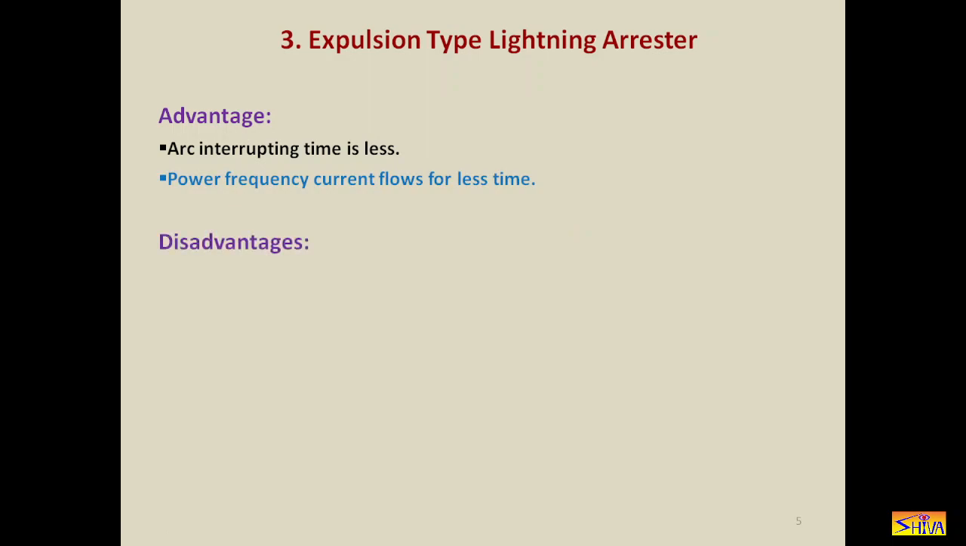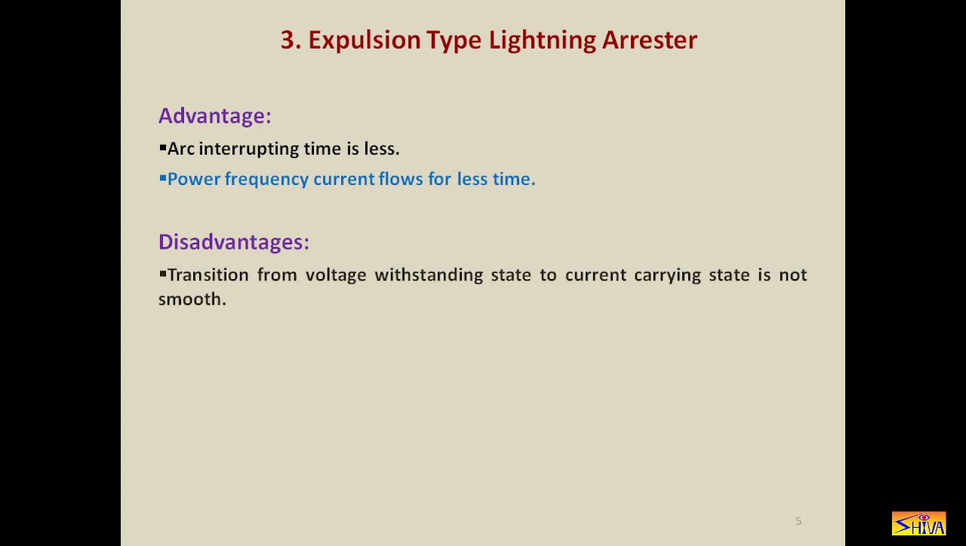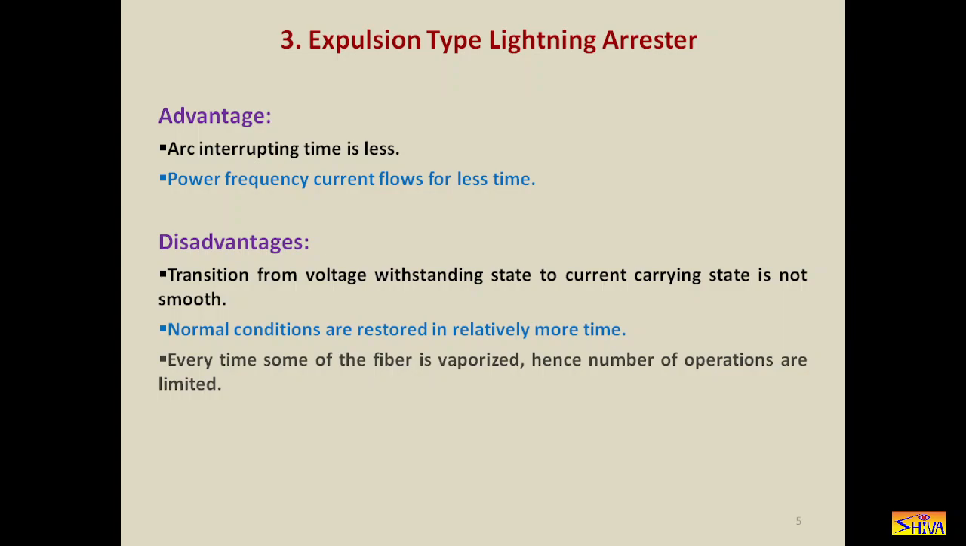And there are certain disadvantages or drawbacks also. Number 1, transition from voltage withstanding state to current carrying state is not smooth. Number 2, normal conditions are restored in relatively more time. Now here everything is relative. Now if you compare the normal condition restoration time with respect to rod gap and horn gap type lightning arrestor, it is less. But in general, it is not so less that we cannot think of another type of lightning arrestor. Every time some of the fiber is vaporized, hence number of operations are limited. So in gap type lightning arrestor category, I had explained rod gap type lightning arrestor, horn gap type lightning arrestor and expulsion type lightning arrestor.